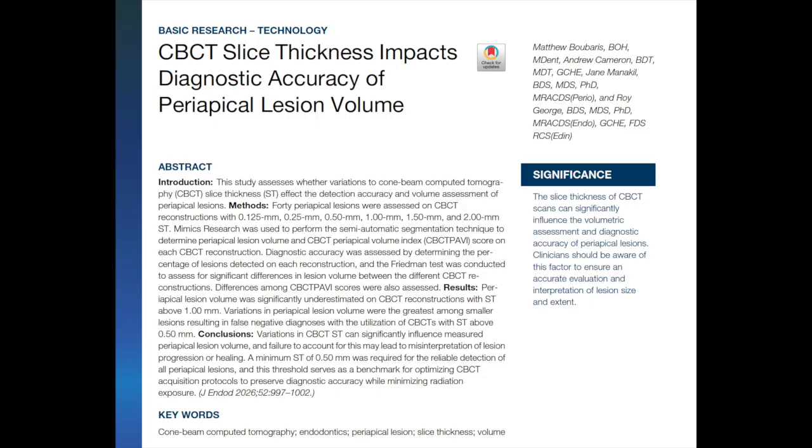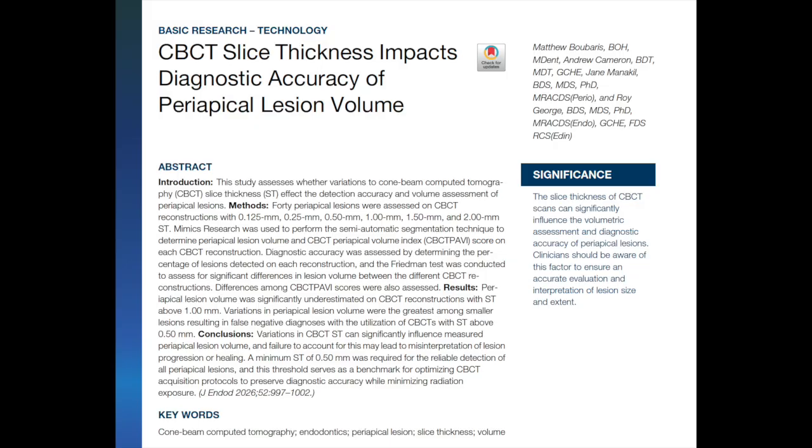So a slice thickness of 0.50 is needed for reliable detection of all periapical lesions, while slice thickness up to 1 mm is acceptable for larger lesions, and thicker slices can cause both missed small lesions and significant underestimation of the lesion volume, which may lead to incorrect conclusions about healing or progression when comparing serial CBCTs with different protocols.